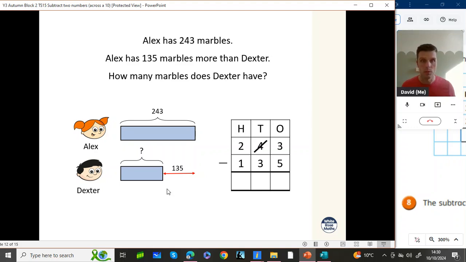So we're going to exchange. We need to exchange a 10 because the 3 is less than 5. So we cross the 4 out and we reduce it by 1 to make 3. And we write it there. We put our 10 on our ones, and now we've got 13 ones, and we take 5 away to leave 8. Now using our new figure for the tens, we do 3 take away 3, which equals 0, and then the hundreds, 2 take away 1 equals 1. So Dexter has 108 marbles. I hope you got the same answer.